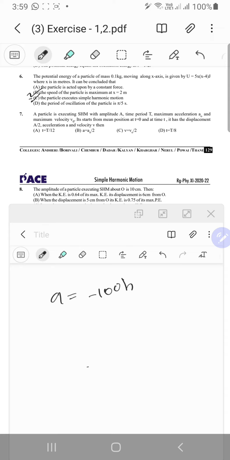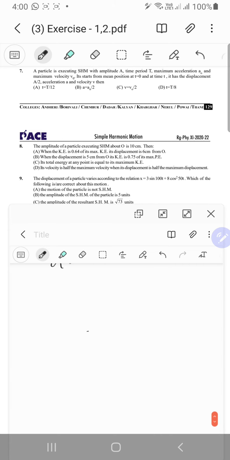cm looks correct. Oops, wait a second. The period of oscillation of the particle is pi by 5 seconds. Well, what's omega? Omega is just 10, so 2 pi by 10. Well, yeah, it is pi by 5. The particle is acted upon by a constant. No, it's not.